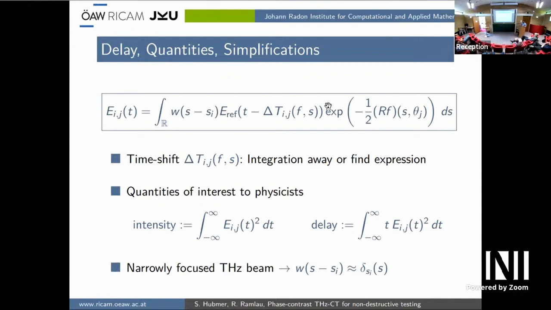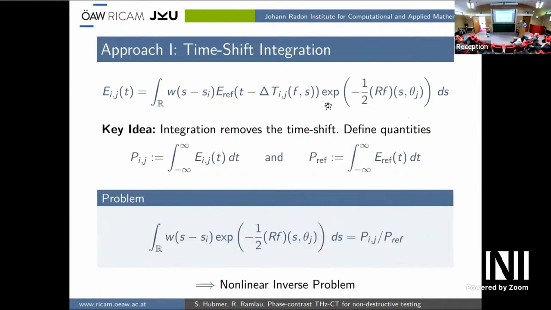And you can say, okay, maybe I know that the terahertz beam has a certain spatial width, but what if we assume that it doesn't? Sometimes that actually works very well too. Good. So first things first, let's integrate out the time shift.